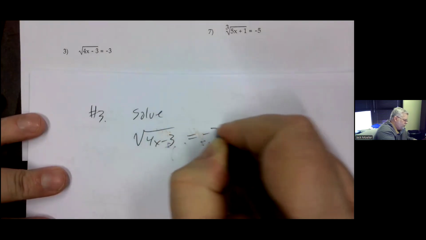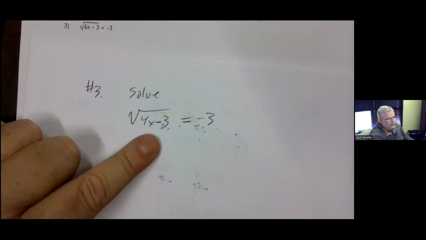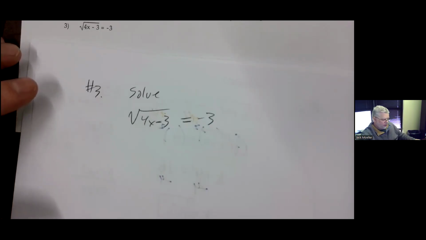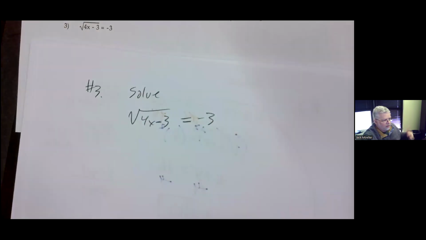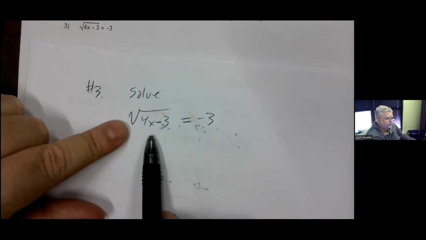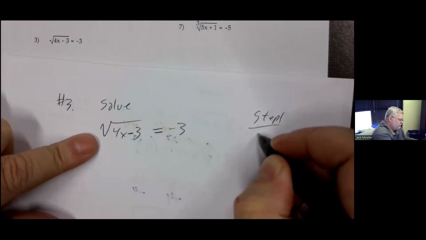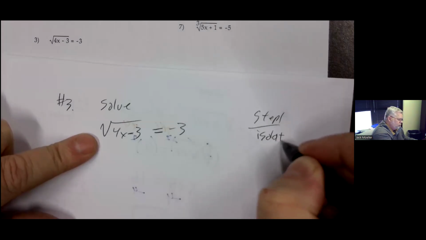How about number 3? Let's solve the square root of 4x minus 3 equals -3. Kind of wish the numbers didn't match, but this is a random number generator, so there's nothing special about those being -3s. It's just the random numbers. So for solving it, what's the first step? Step 1 is isolate the radical, which is done. So there's no work to do there.